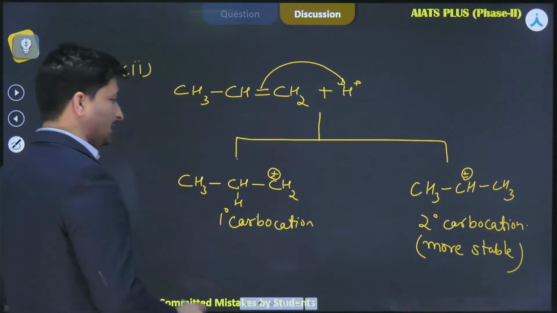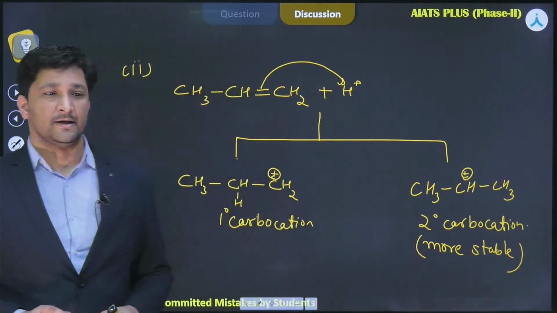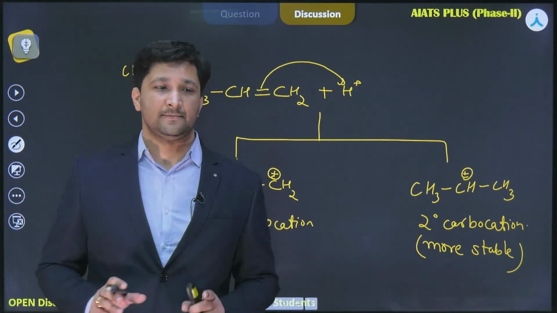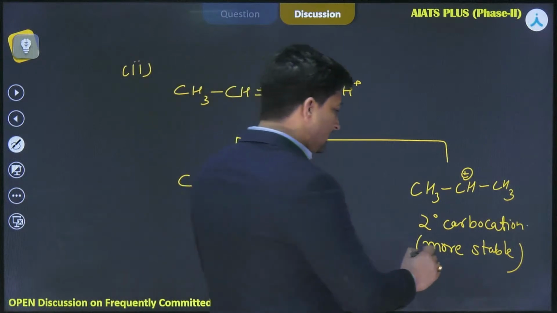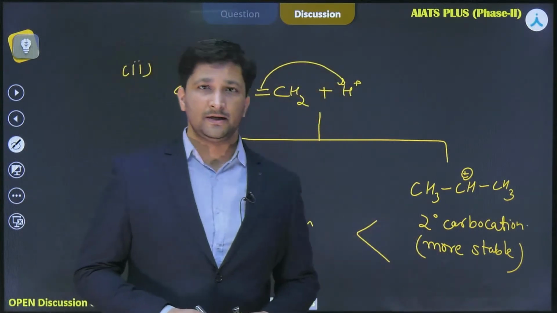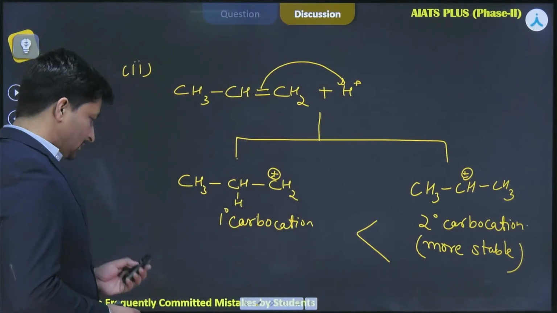While this carbocation is less stable. So definitely the product that will be formed here will be the one having the maximum or higher stability. So this 2 degree carbocation will be generated in major amount. Exactly, Rahul. So let's have a look here.